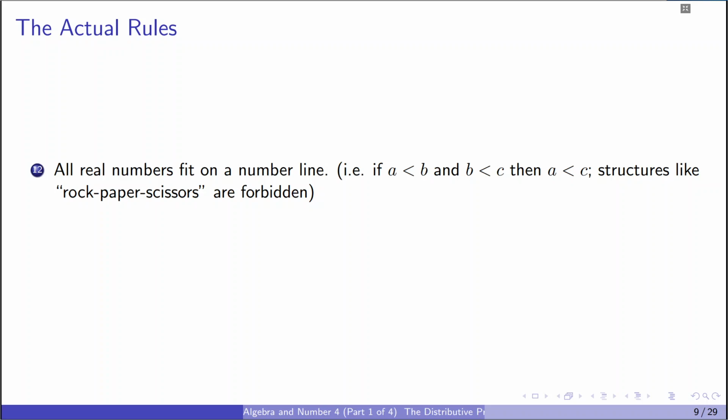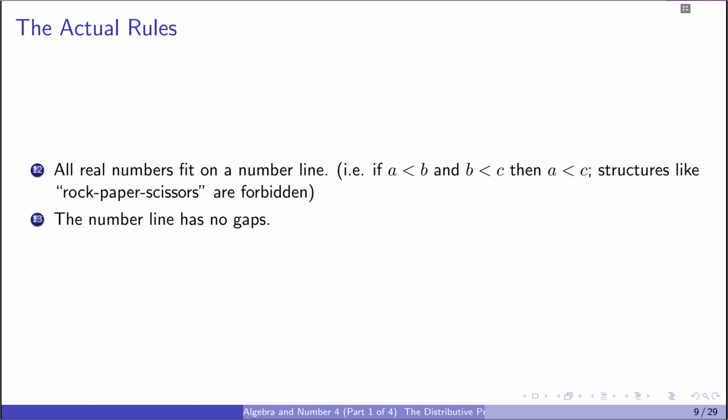So one is officially known as the well-ordered principle. All numbers fit on a number line. So if a is less than b and b is less than c, a is also less than c. You can't have rock, paper, scissors structures. Those are forbidden.